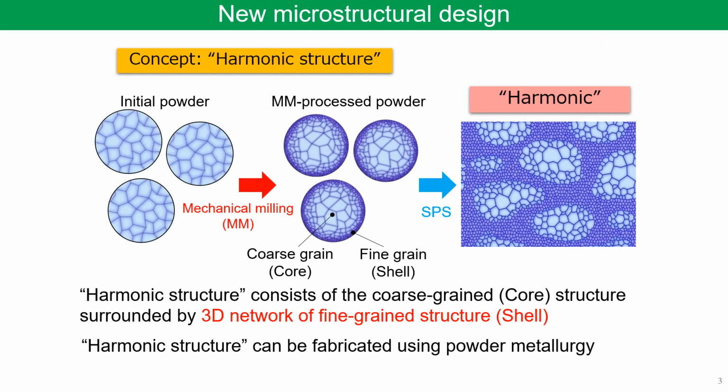To accomplish this, a new microstructural design, called harmonic structure, was proposed, which consists of the coarse grain structure surrounded by 3D network of fine grain structure like this. Harmonic structure can be fabricated using powder metallurgy.